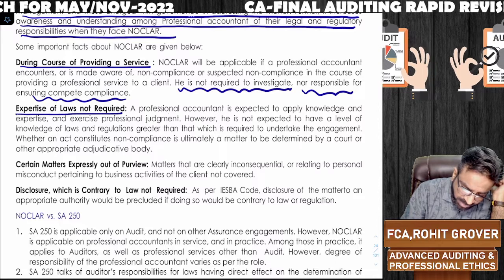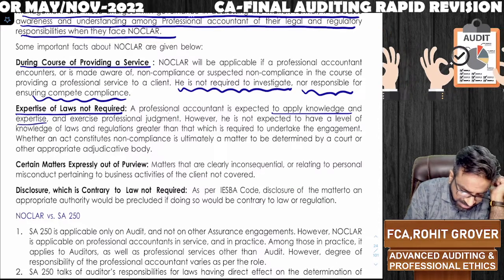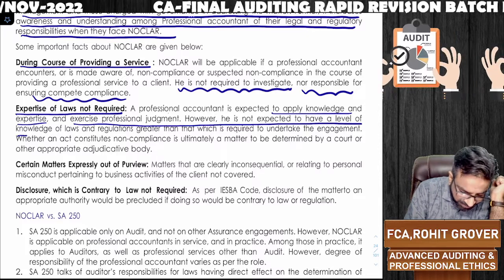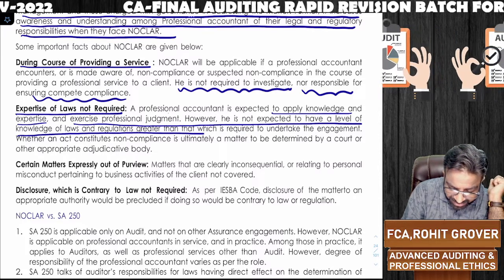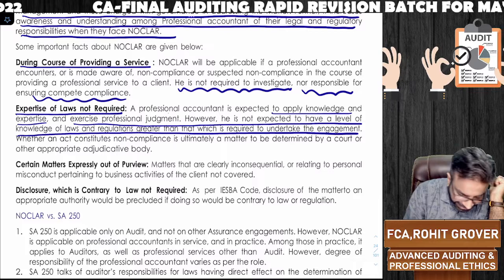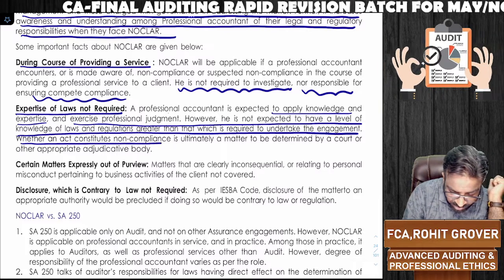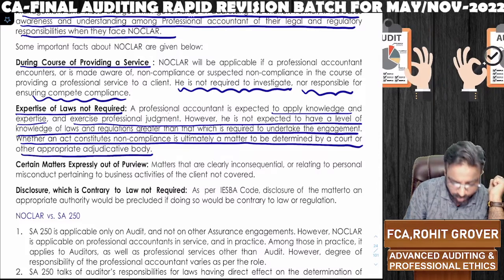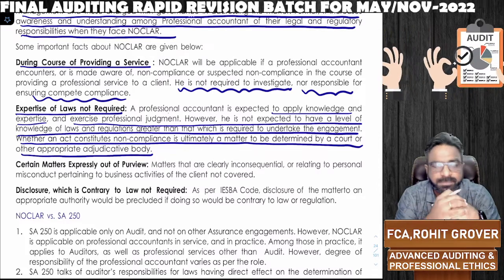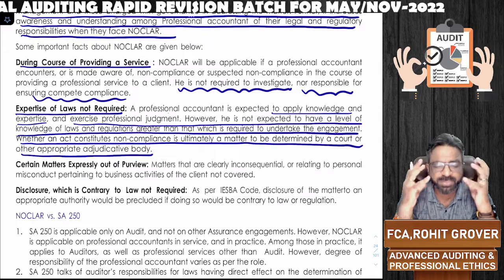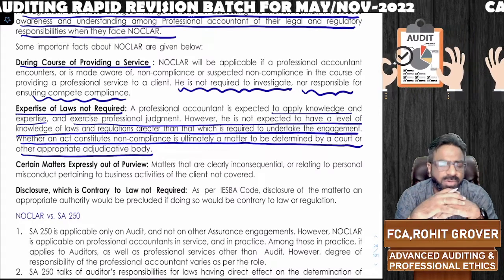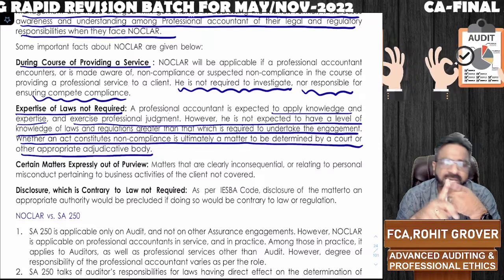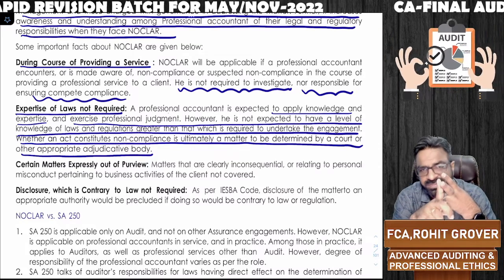Now see, a professional accountant is expected to apply knowledge and expertise and exercise professional judgment. However, they are not expected to have a level of knowledge of laws and regulations greater than which is required to undertake the engagement. Whether an act constitutes non-compliance is ultimately a matter to be determined by the court or other appropriate adjudicative body. So what points did we understand? NOCLAR stands for non-compliance of laws and regulations, applicable to professional accountants in service and professional accountants in practice.